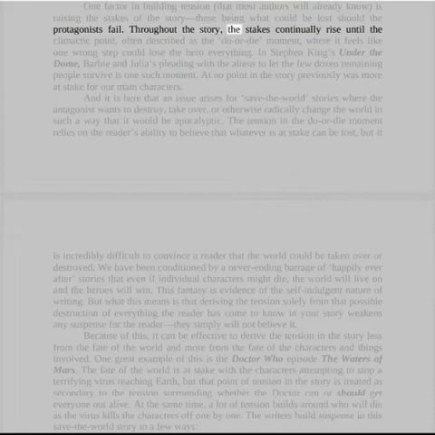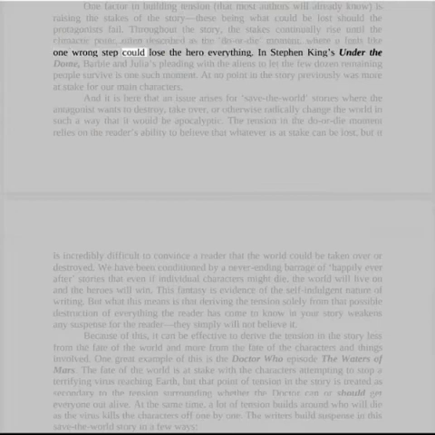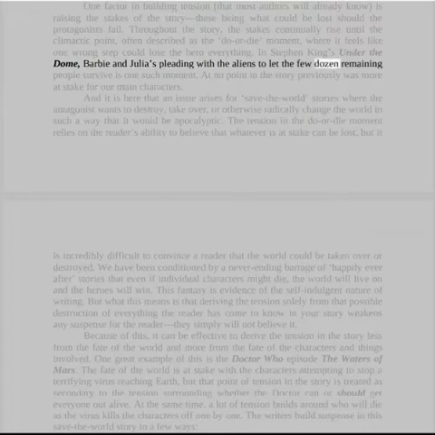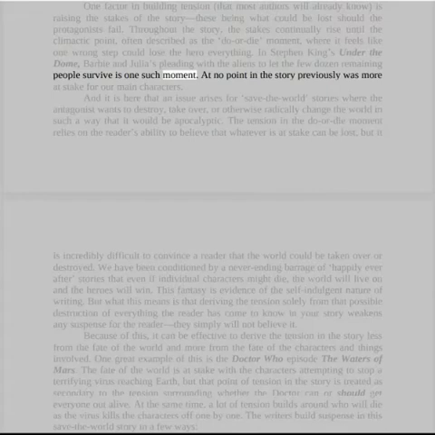Throughout the story, the stakes continually rise until the climactic point, often described as the do-or-die moment, where it feels like one wrong step could lose the hero everything. In Stephen King's Under the Dome, Barbie and Julia's pleading with the aliens to let the few dozen remaining people survive is one such moment. At no point in the story previously was more at stake for our main characters.